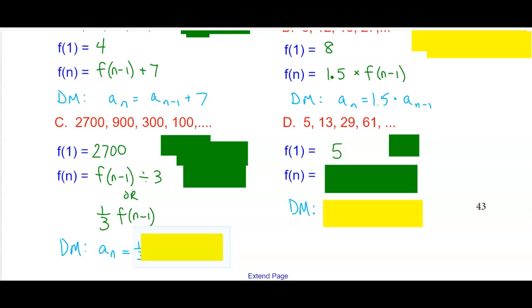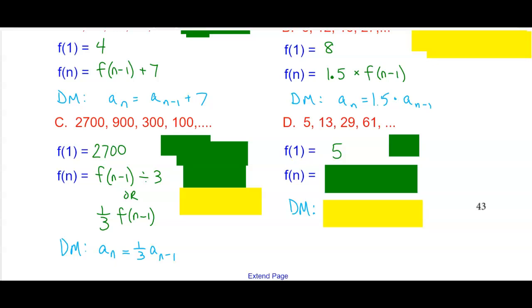On Delta Math, it's going to do times 1/3, just so you're aware of that. I don't think there's going to be a divide button for you to use. So you would do the fraction version. And over here, we go 5, 13, 29, 61. So this is a scenario where it's definitely not just plus because it's increasing, but it's also not times anything. So what we could do is figure out how do we get close to 13 with multiplication. So try times 2, try times 3, try times whatever you want.